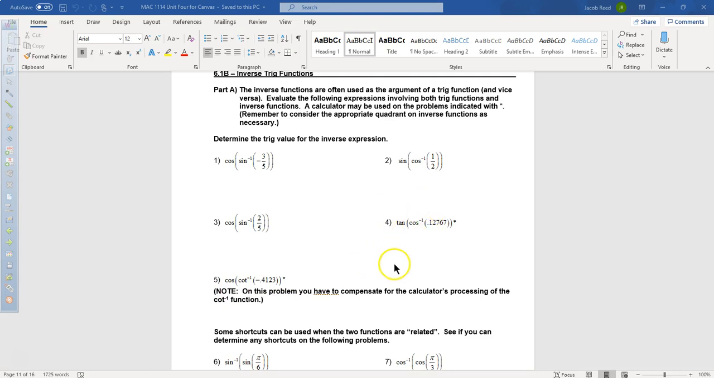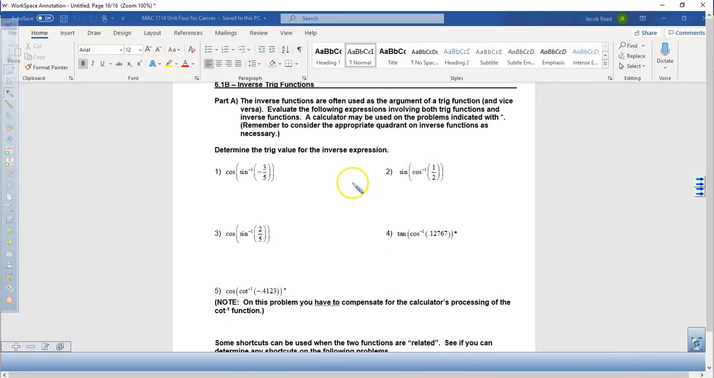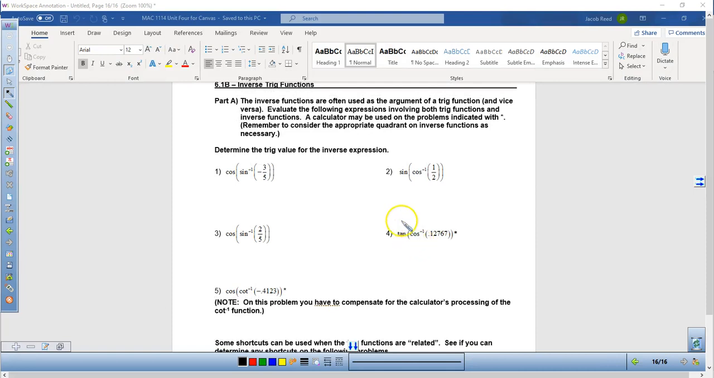Okay, so I'm going to do tangent first. I'm going to type in my calculator just like I see it. I'm going to do tangent of cosine inverse of 0.12767. And I come out with the number 7.77. That looks really odd. Let me write that back a little bit better. 7.77.